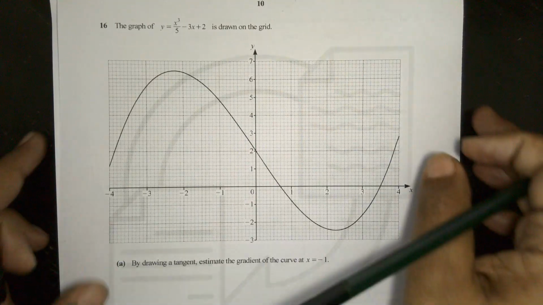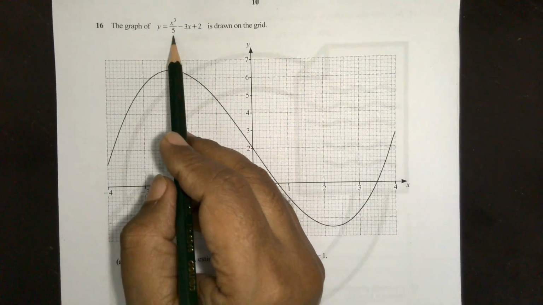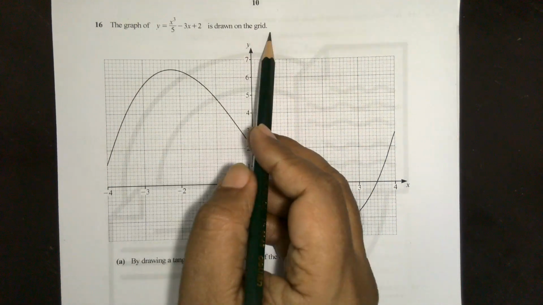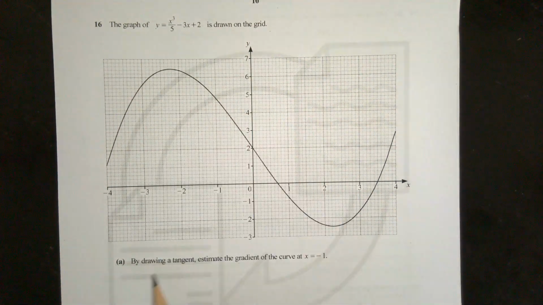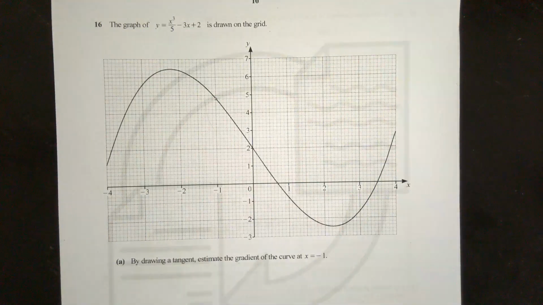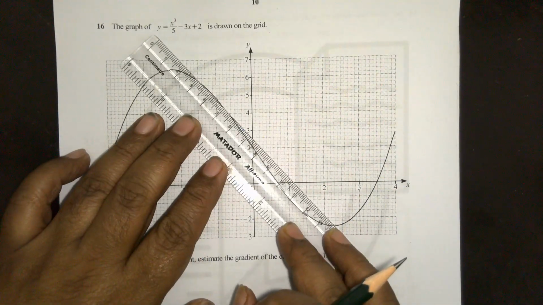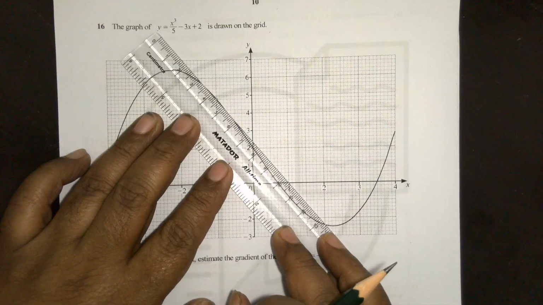That's okay for me. So the graph of y equals x cubed over 5 minus 3x plus 2 is drawn on the grid. By drawing the tangent, estimate the gradient of the curve at x equals minus 1. Where is x equals minus 1? This point is x equals minus 1. So let us draw a tangent.